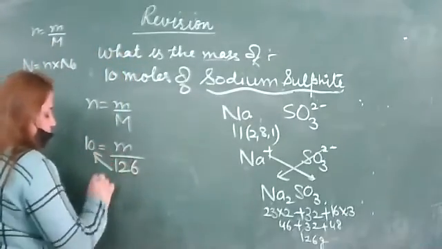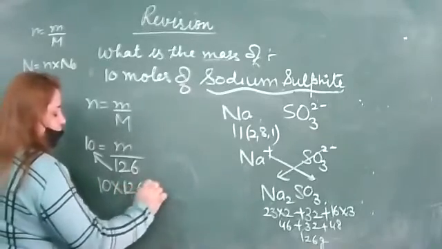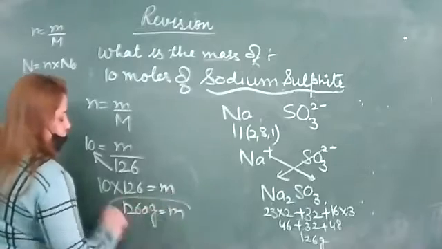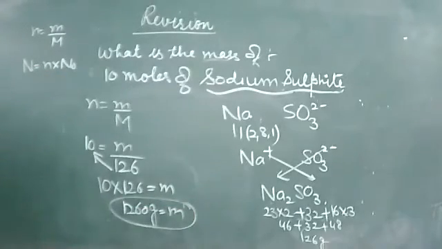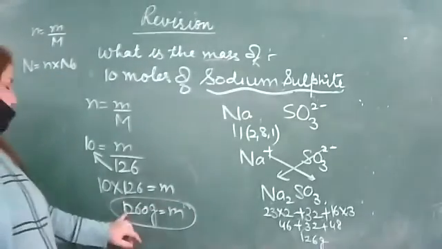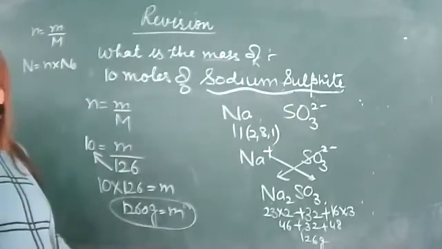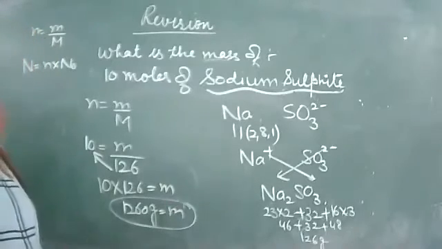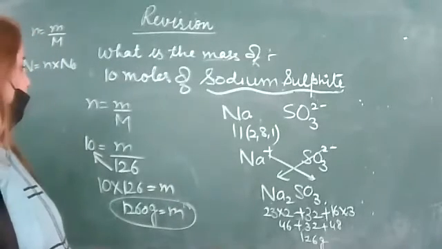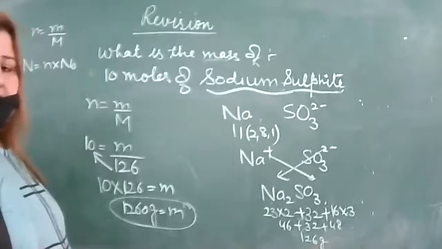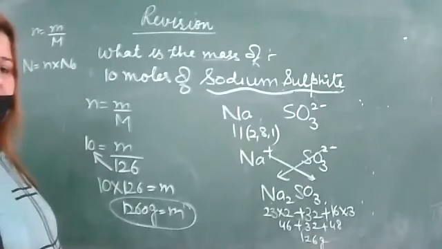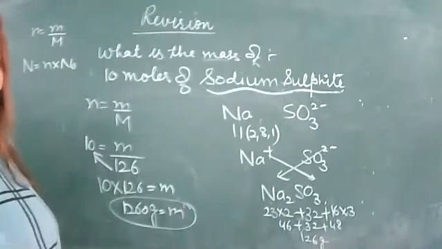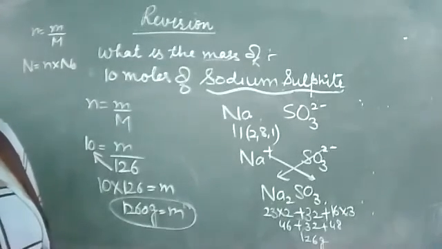126. It will come over here. 10 into 126 equal to m. 1260 gram is your answer. Or we can write 1.26 kg. It's up to us. Any doubt? Is it clear to everyone? How we have to calculate the number of moles or anything?